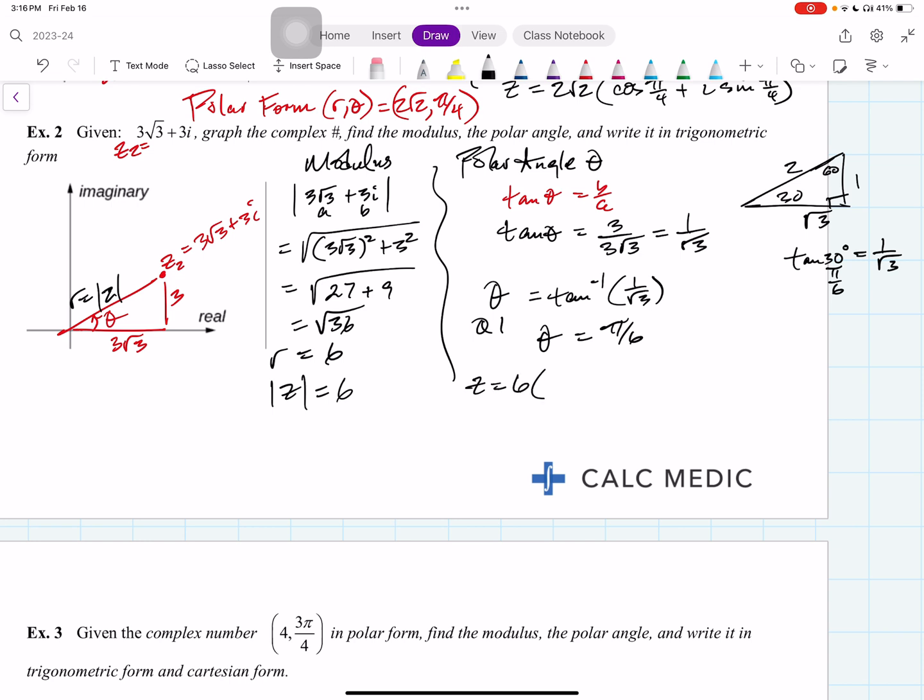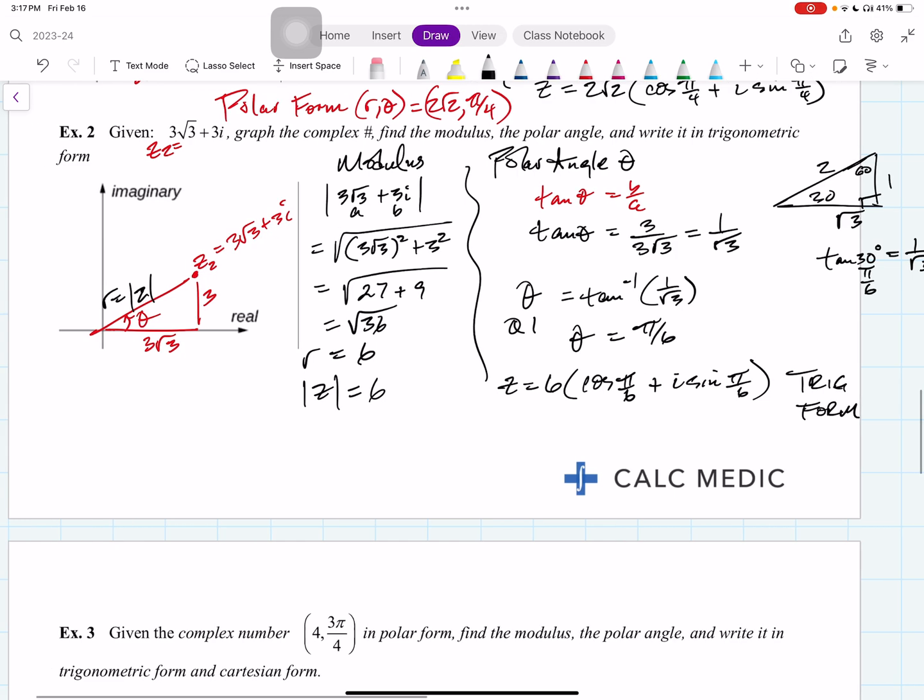r, which is 6, times cosine theta, which is pi/6, plus i times the sine of theta, which is pi/6. And that right there is called trig form. Again, this skill just takes getting used to, but it's pretty straightforward. And if you also want to write it in polar form, remember polar form is r comma theta. We know both of them, so it's just 6 comma pi/6.